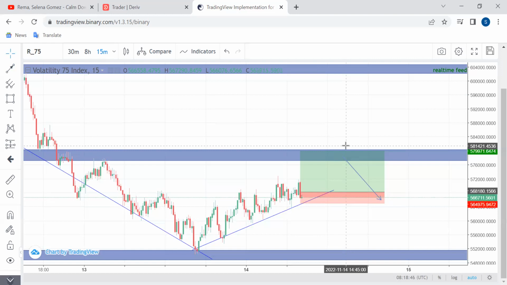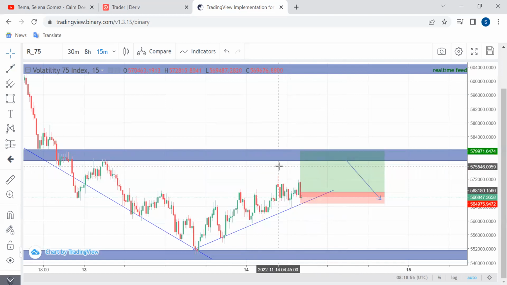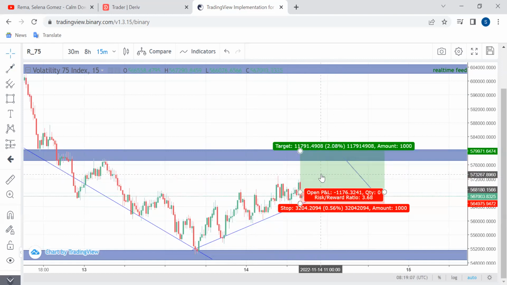Yeah. So that is my short presentation for today. This is what I predict will happen. So I want to enter this buy on Volatility 75. This is the signal right here I'm giving you guys.